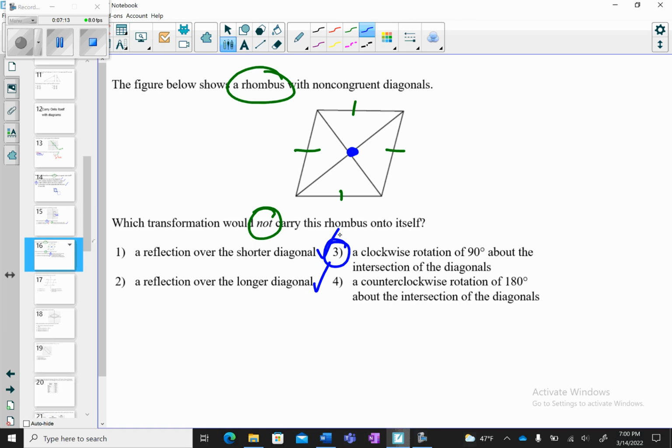However, choice 4, a counterclockwise rotation of 180 degrees about the intersection of the diagonals. If I take my piece of paper and turn it once and then twice, it's going to look exactly the same. So that's why it's choice 3. When you turn it 90 degrees about the middle, not the origin, the intersection of the diagonals, it's going to look different.